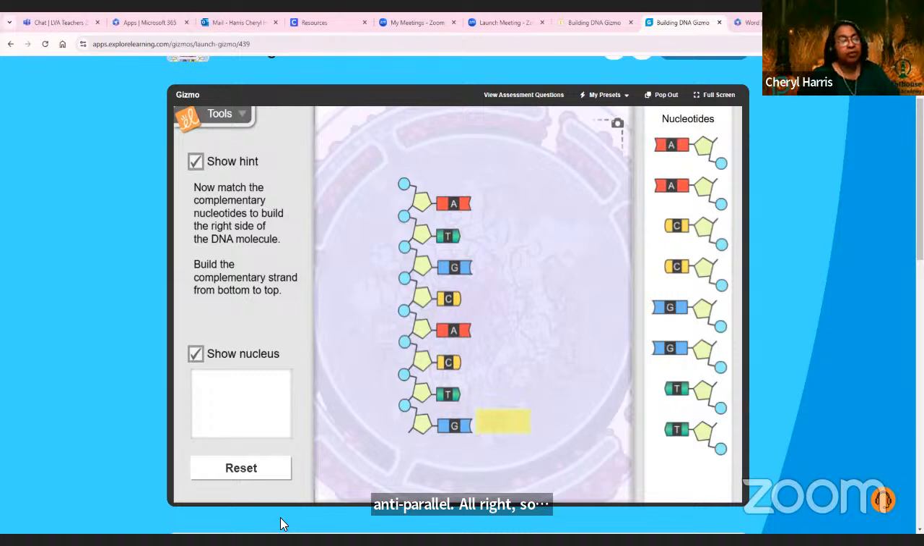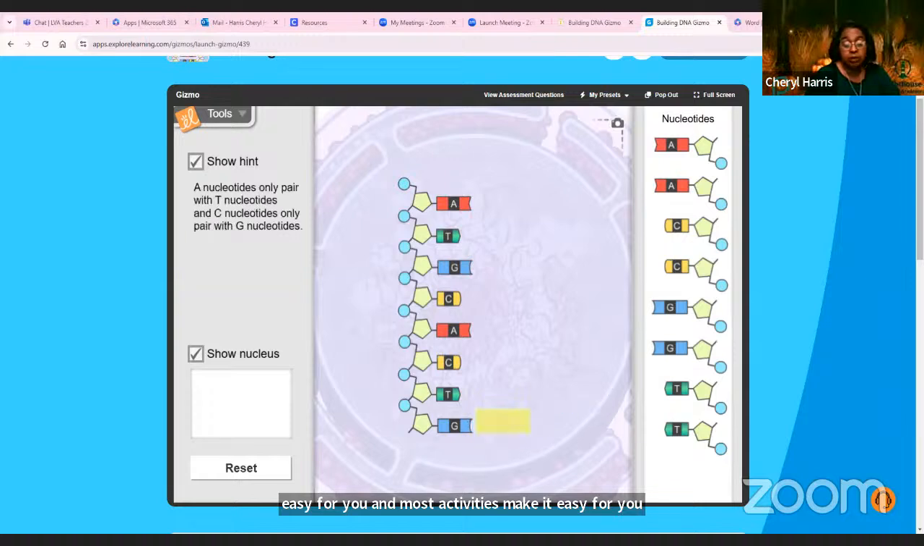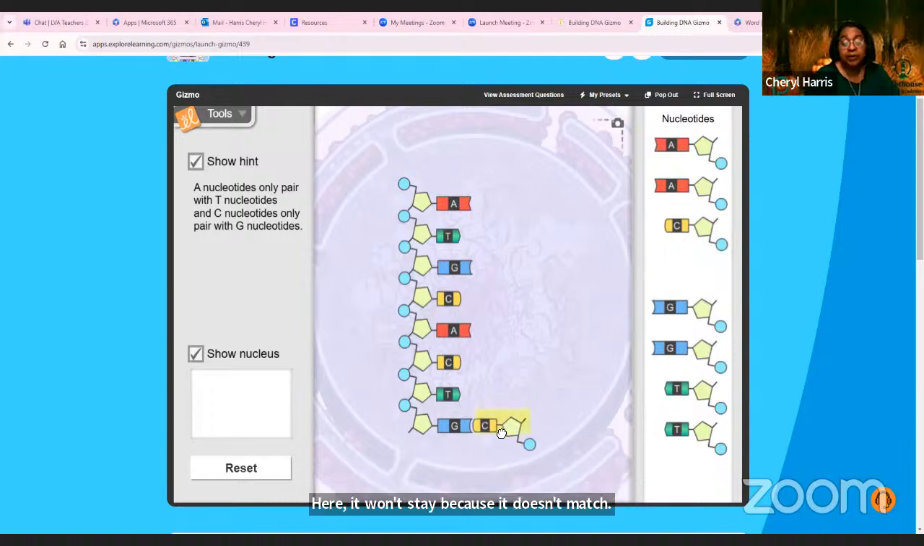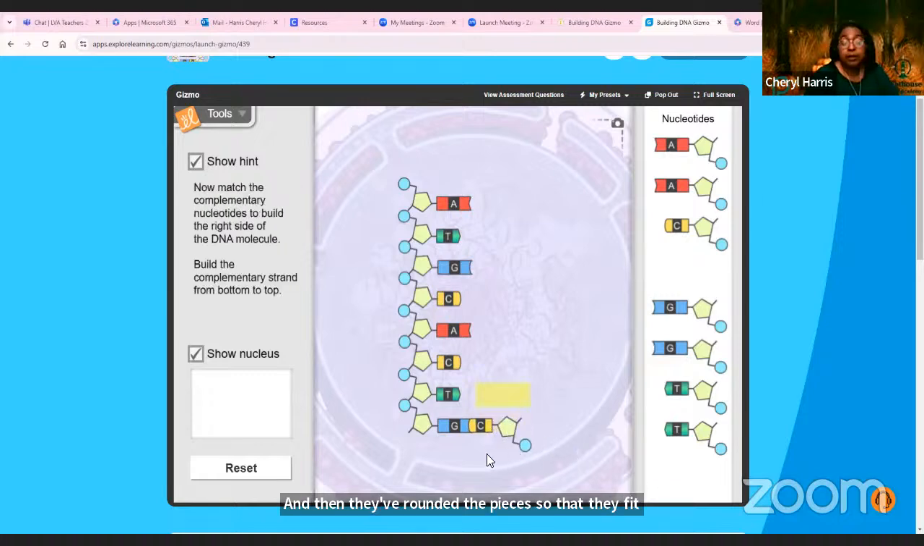I'm going to create the right side of the DNA molecule going from the bottom up. Now, what you need to remember is that the bases are complementary and they made it easy for you, and most activities make it easy for you so you understand they're like puzzle pieces. If I try to put the wrong piece here, it won't stay because it doesn't match. So you have to always remember that G matches C. And they've rounded the pieces so that they fit. Only the piece that is supposed to match, that is complementary, will fit.